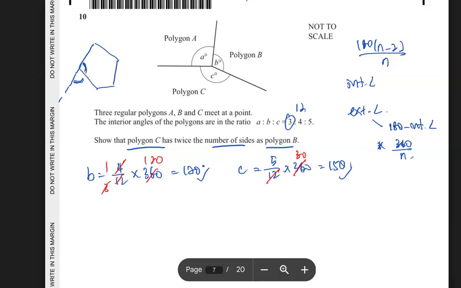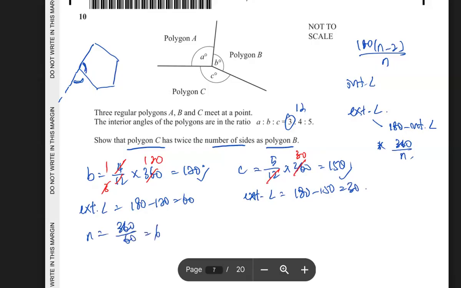So to find the number of sides, you just take 360 divided by the exterior angle. Same thing here, we find the exterior angle of B first. 180 minus 120 is 60. Then for C, 180 minus 150 equals 30. The number of sides is 360 divided by 60, which is 6. And 360 divided by 30 equals 12. Again, you get the same result: the number of sides of polygon C is twice the number of sides of polygon B. So that's another way of doing it.